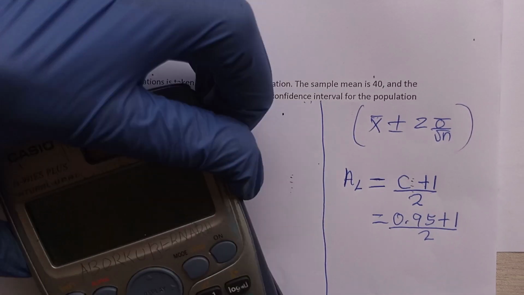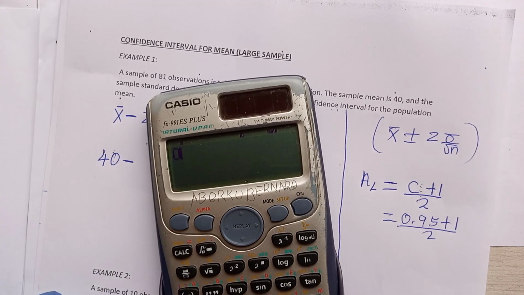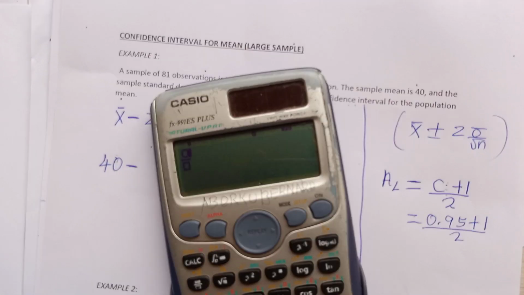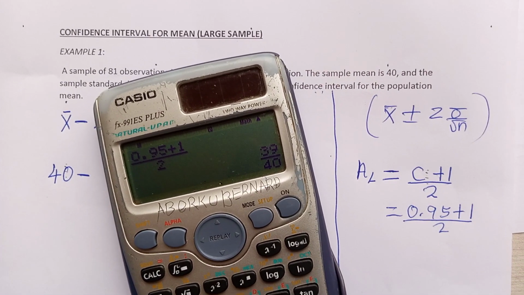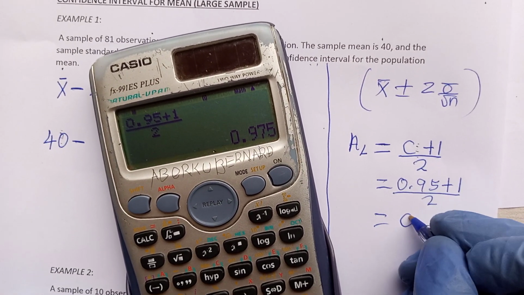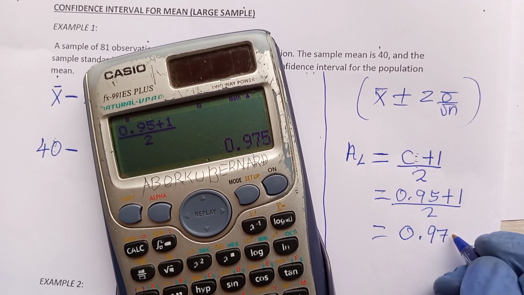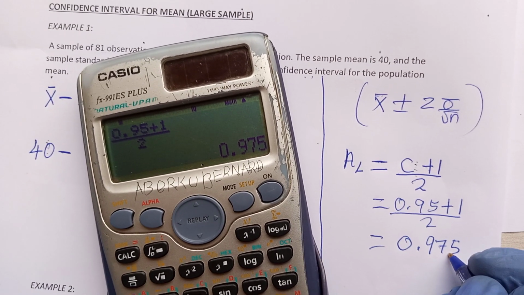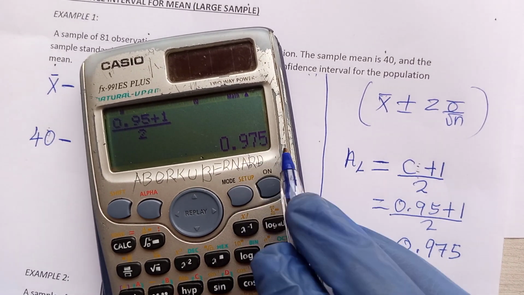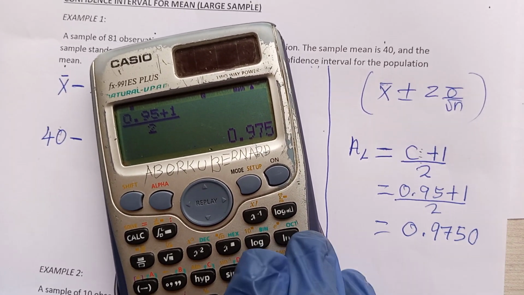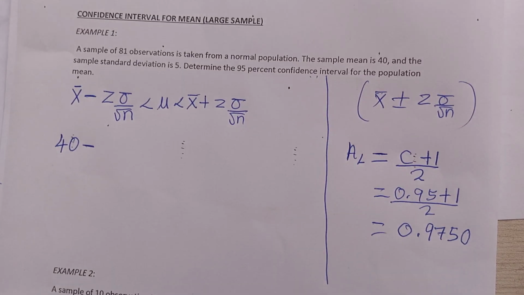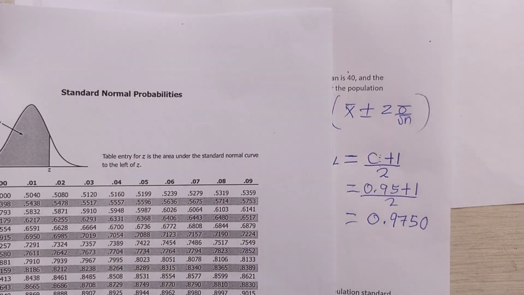So quickly, when you take the division, 0.95 plus 1 all divided by 2, you're gonna get 0.975. The calculator gives it to you in 3 decimal places. You can make it 4 decimal places, so 0.9750. So that is the area to the left. So you take your Z table.